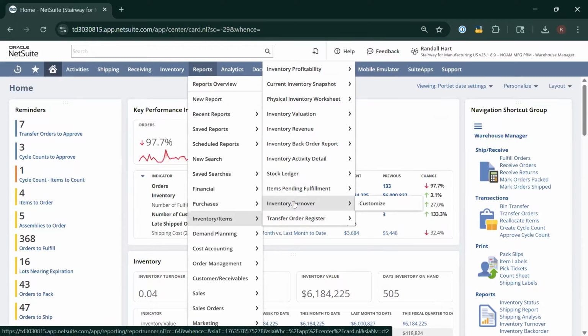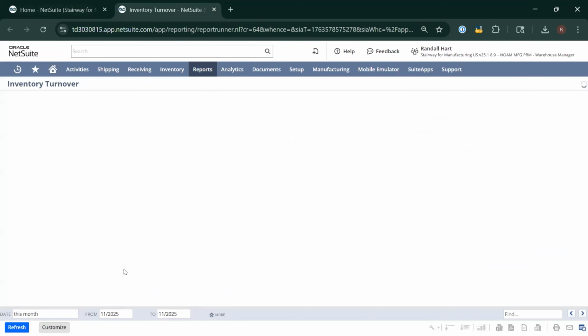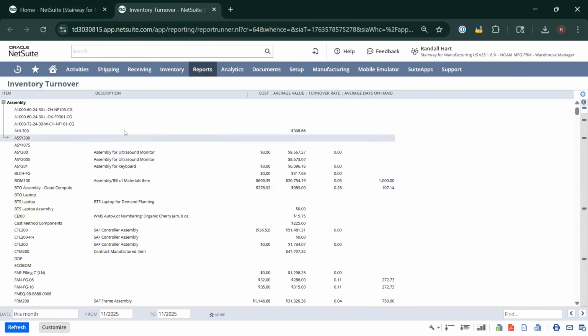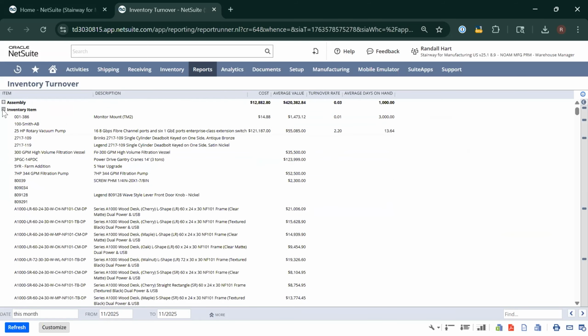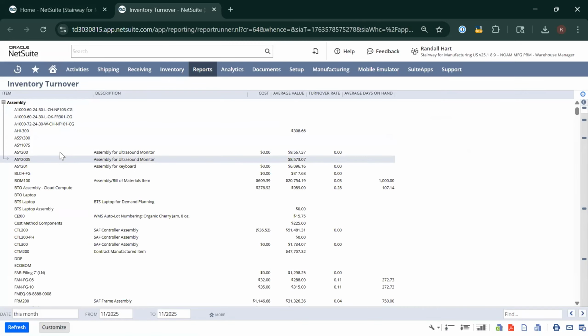To answer the question we got asked, hey, what's my inventory turnover this month? Okay, cool. I'm going to right click and open this, and NetSuite's going to give me out of the box an inventory turnover report by item type and by item. So what we can see here is we have some costs, some values.